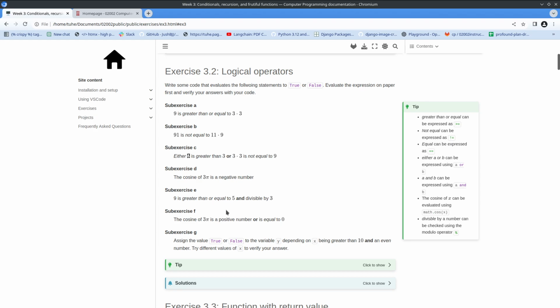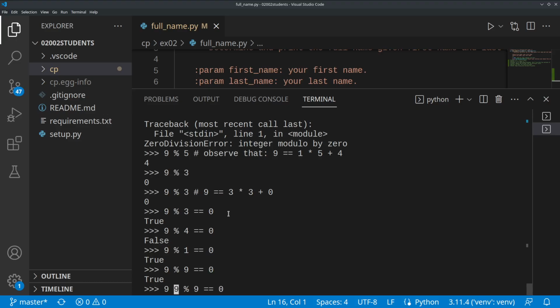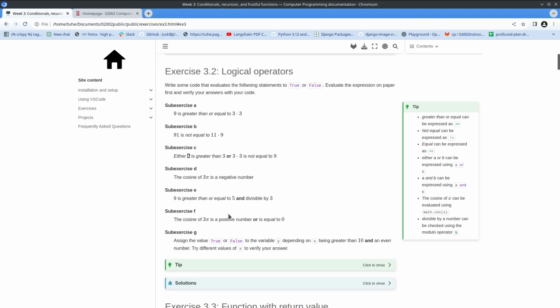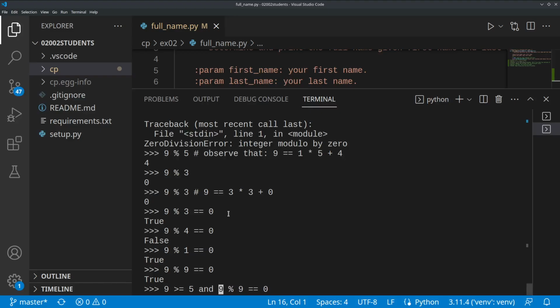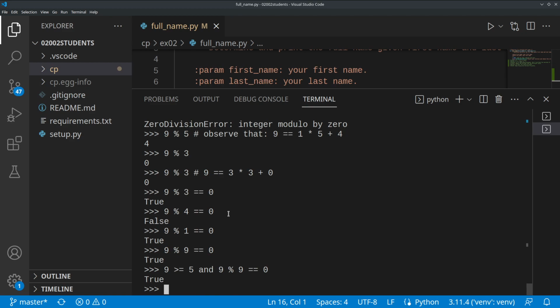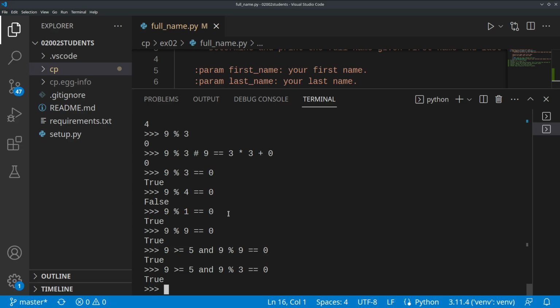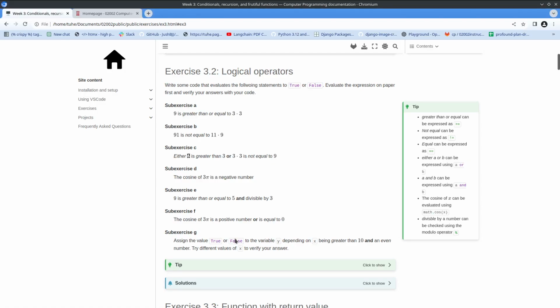Anyway, so I can use this, and then we basically just need to string it together with the first condition, 9 is greater than or equal to 5, and I can check that by saying greater than or equal to 5, and then both have to be true, so I need to write and. And this is how I can evaluate this expression. Except, of course, I need to change this to a 3.